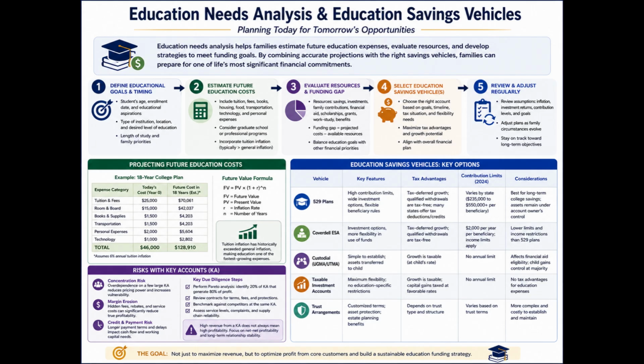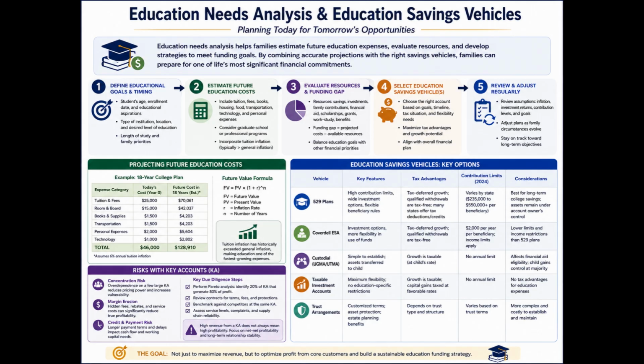The first step in education needs analysis involves defining the student's educational goals and determining the expected timing of future expenses. Planners gather information regarding the student's age, anticipated college enrollment date, educational aspirations, and family priorities. Some families may prioritize public institutions, while others may prefer private colleges, graduate programs, or specialized professional education. The length of study also affects projected costs. Identifying these factors allows planners to develop customized estimates rather than relying on generalized assumptions.